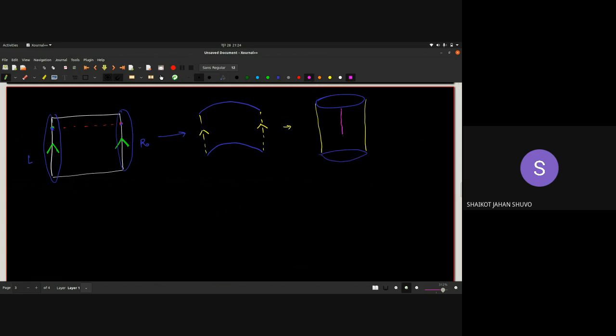And this is the line. Here, these two arms, they were glued together. Okay. This is a cylinder. What if you identify these two arms in the opposite direction? That's where the Mobius strip comes in. Let me show you how.